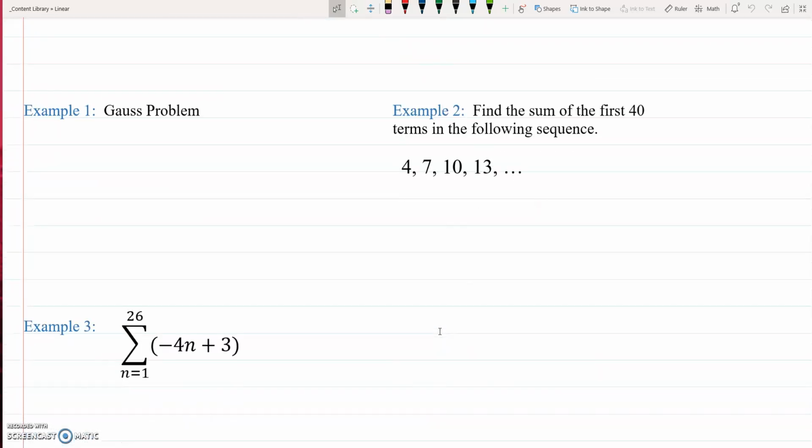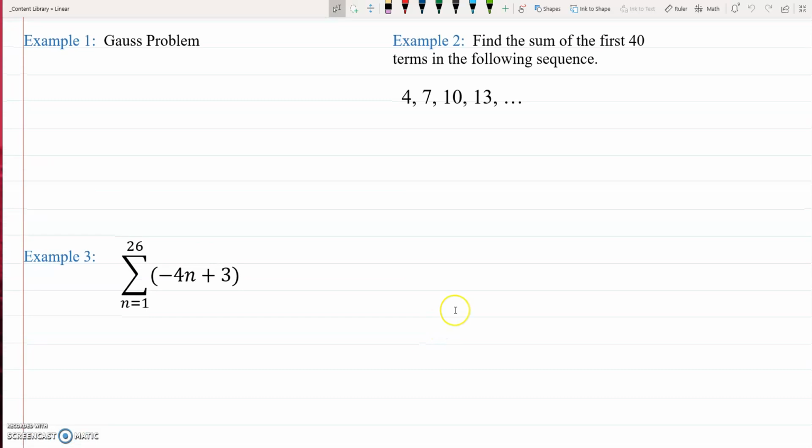Okay, example 1, I love the Gauss problem. Here's what you need to know about the Gauss problem. This is going to be the one thing you remember, and for the rest of the year, when we're going back and we're reviewing arithmetic series, I'm always going to refer to the Gauss problem because that's going to be what you remember.